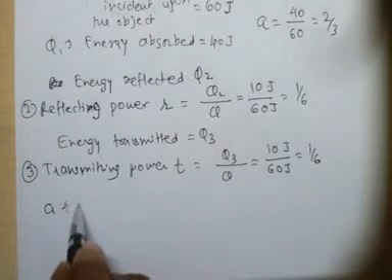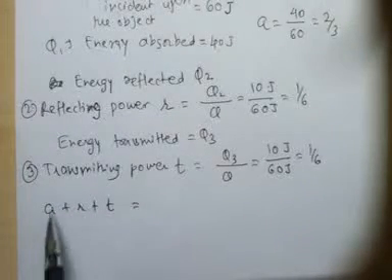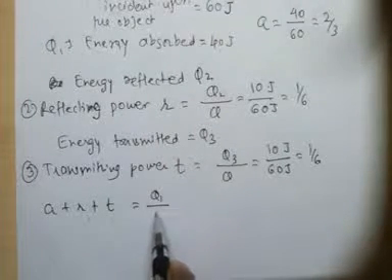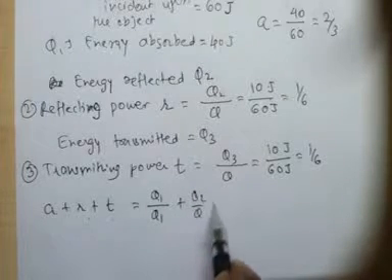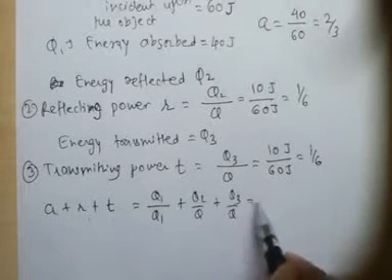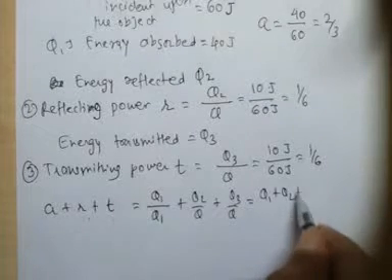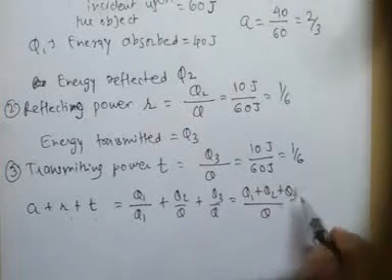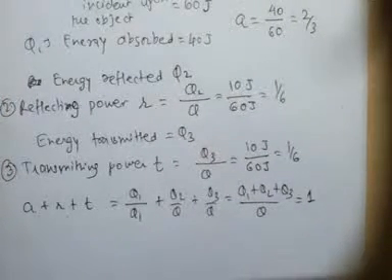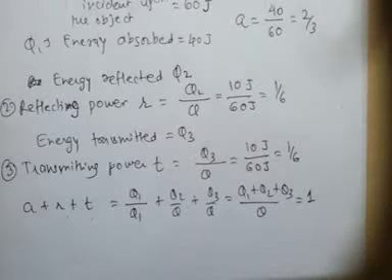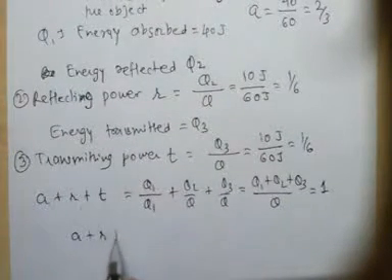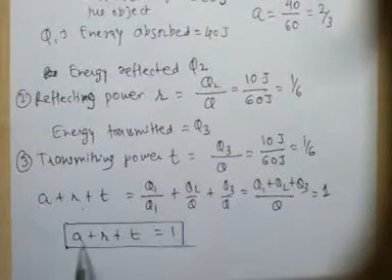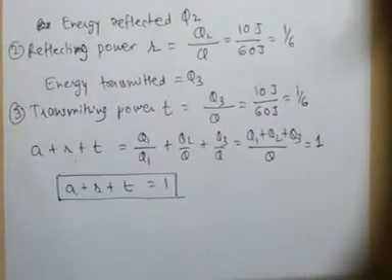So if I take the sum of A plus R plus T, that is the sum of absorbing power, reflecting power, and transmitting power, I'll get this as equal to Q1 upon Q plus Q2 upon Q plus Q3 upon Q, and this will be Q1 plus Q2 plus Q3 upon Q, and Q1 plus Q2 plus Q3 is Q, so this will give me a value of 1. So A plus R plus T is equal to 1. The sum of absorbing power, reflecting power, and transmitting power turns out to be 1.